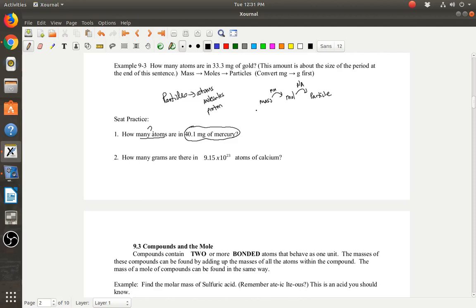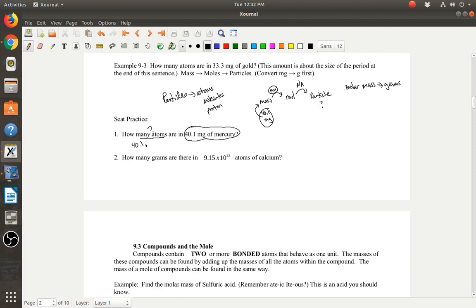So here we have atoms. This is the question, and we're starting off with 40.1 milligrams. Well, 40.1 milligrams is a mass unit, but remember that molar mass is in grams. So I need to use the molar mass for this question, but molar mass is in grams, so I'm going to have to convert milligrams to grams first.